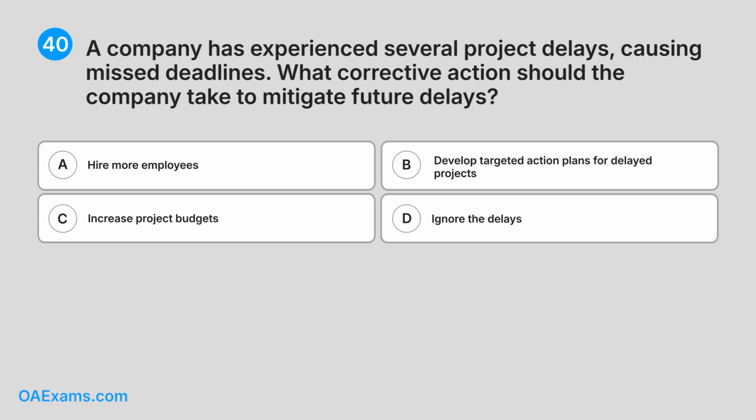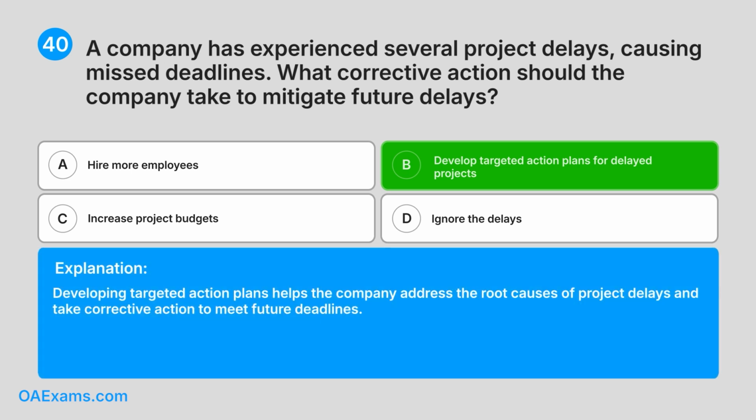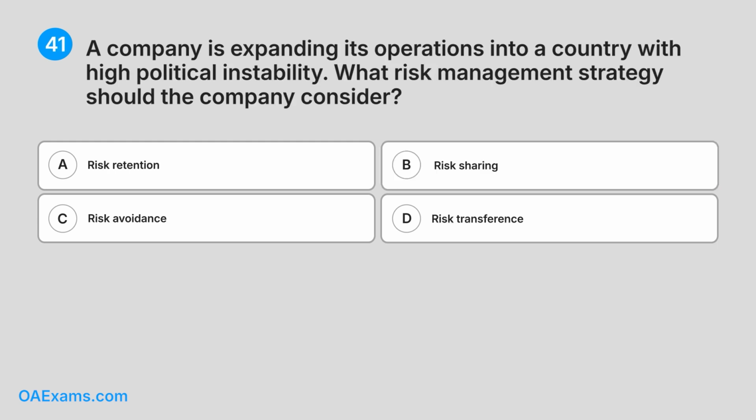Correct answer. B. Develop targeted action plans for delayed projects. Explanation. Developing targeted action plans helps the company address the root causes of project delays and take corrective action to meet future deadlines. 41. A company is expanding its operations into a country with high political instability. What risk management strategy should the company consider?